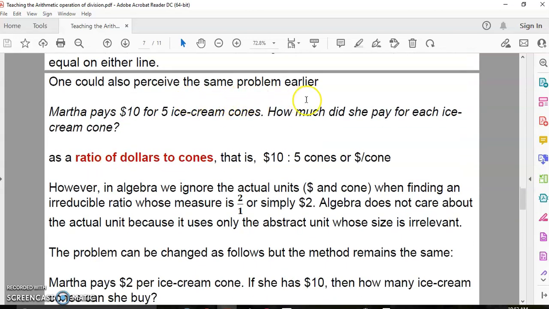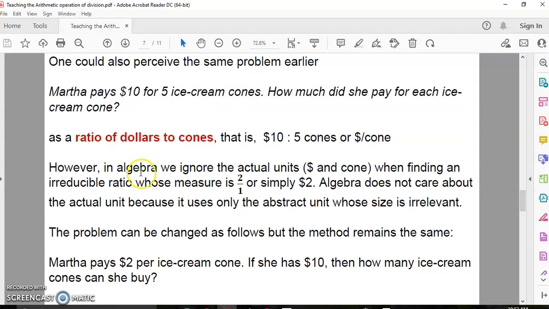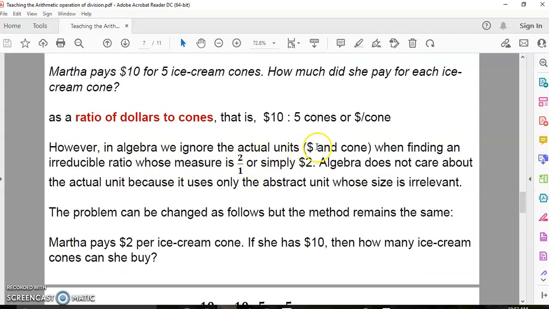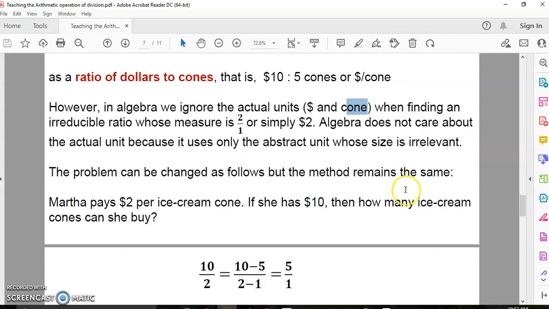one could also perceive the same problem earlier as a ratio of dollars to cones. But in algebra, we ignore the actual units, the dollar and the cone, when finding an irreducible ratio, because algebra doesn't care about the actual unit. It only uses the abstract unit whose size is irrelevant, okay?